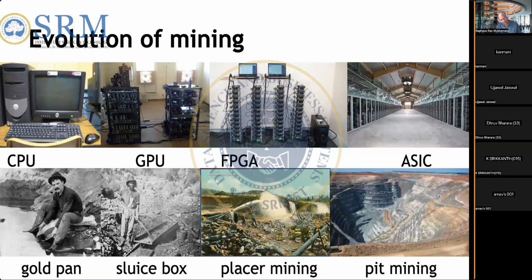If we compare the evolution of hardware in Bitcoin mining, people started with CPU mining. These were the initial days, where people used small tools to dig for mining, right? They dig earth and then filter it, like in gold mining. GPUs are like using a sluice box, a bit more and bigger tools, and FPGAs are like placer mining. That means you use some sort of tools and other things. But ASICs are like big mining, where you use big machinery to dig huge mines.